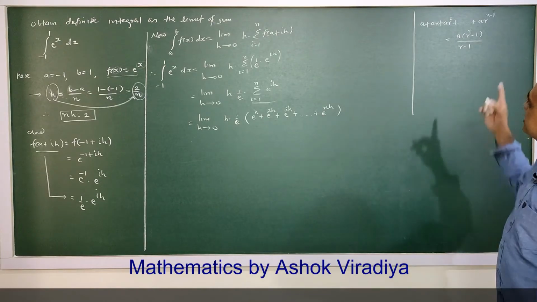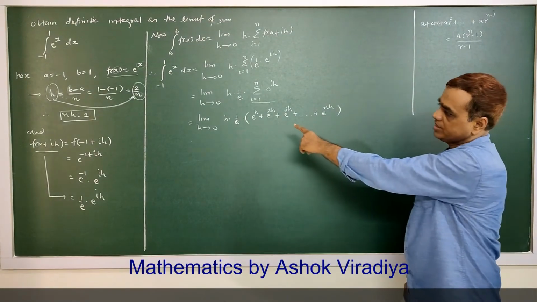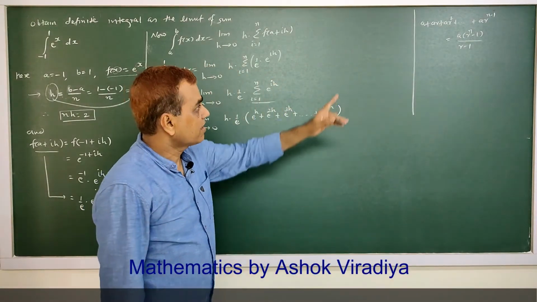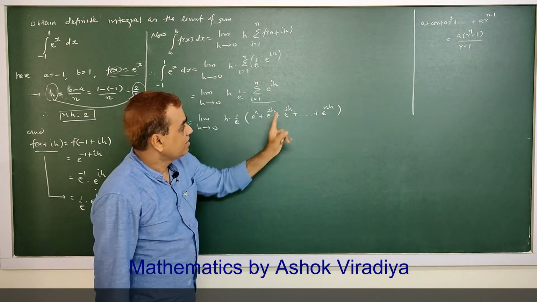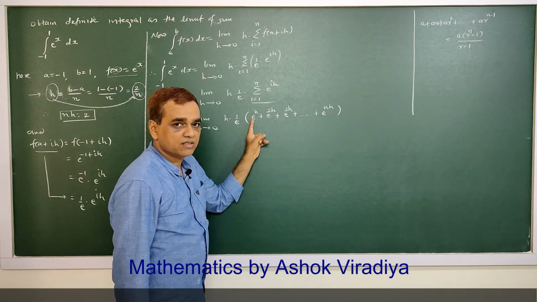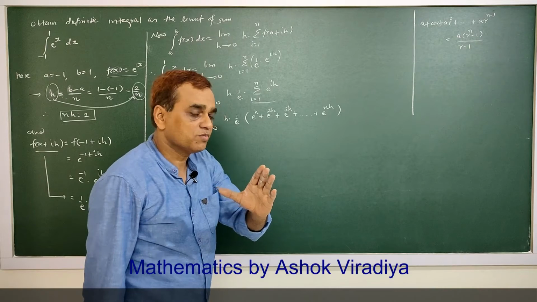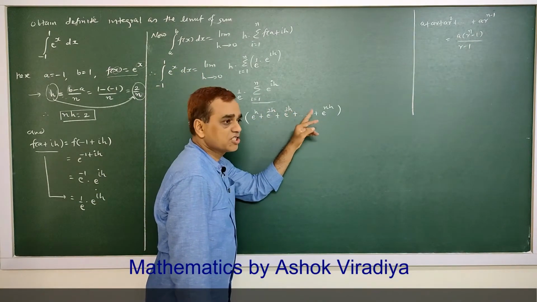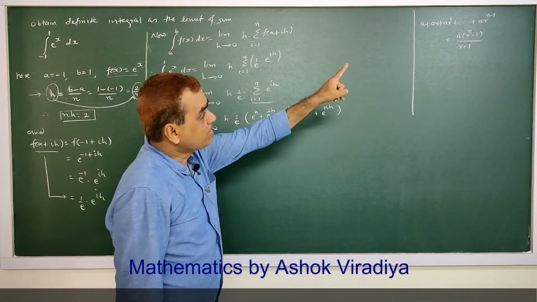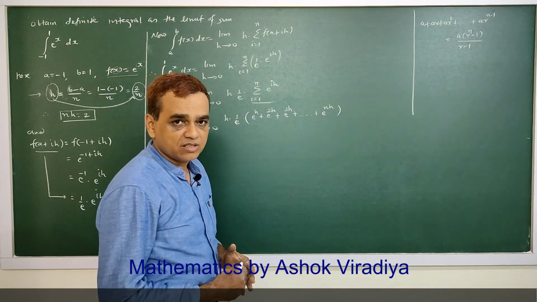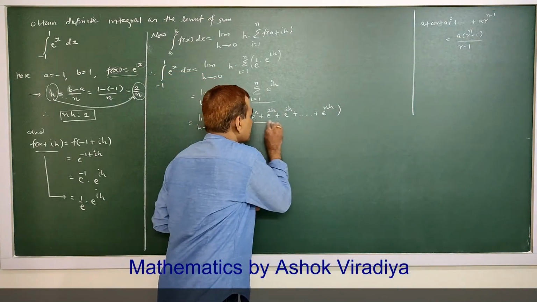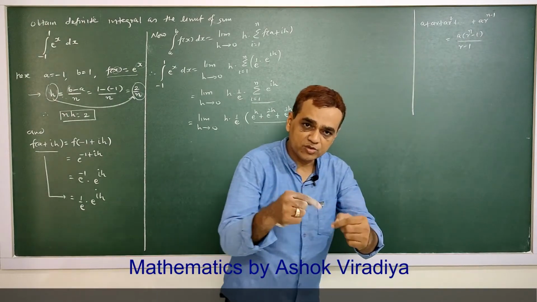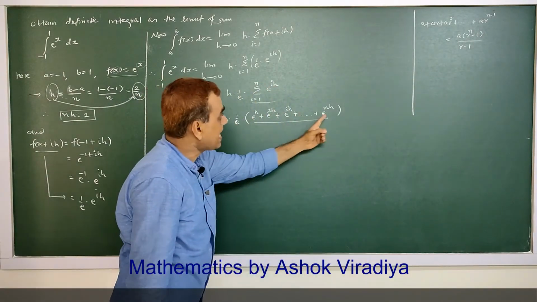So using this formula, see, the first term is e raised to h. Comparing with that formula, the first term is e raised to h. Then what is the common ratio? Every term is multiplied by e raised to h. So the common ratio is also e raised to h. In this sum, first term a is e raised to h, the ratio is also e raised to h, and this is the sum of n terms.